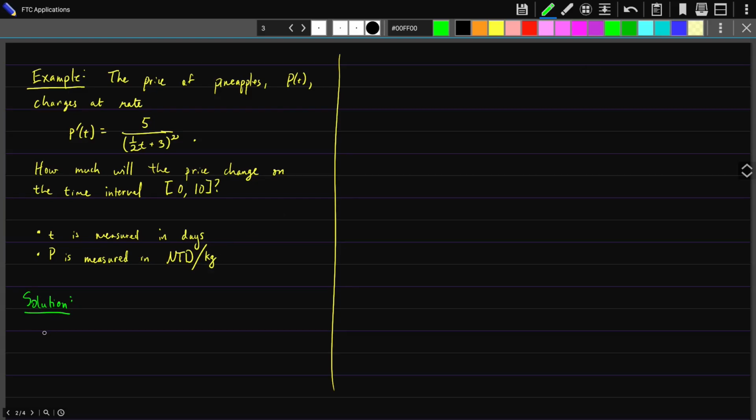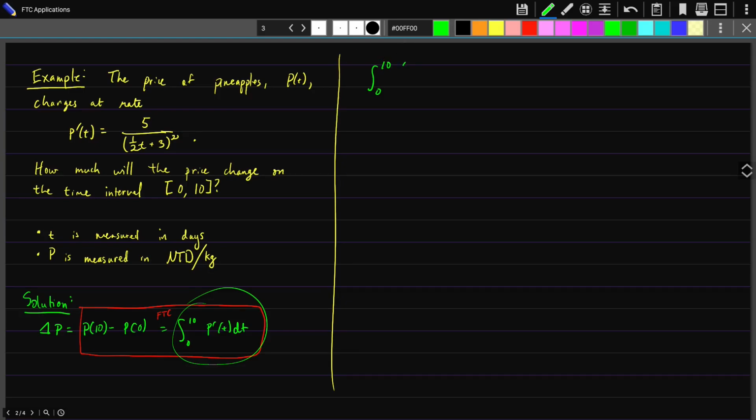So the basic idea here is that the change in price of pineapples on 0 to 10 is equal to the integral from 0 to 10 of p prime of t dt. That's what the FTC tells me, actually, because this statement is just the FTC. That integral is equal to the integral from 0 to 10 of 5 over (1/2 t plus 3), the quantity squared dt. Now, I'm just going to guess and check an antiderivative for that integrand.